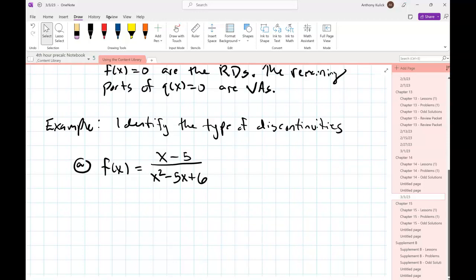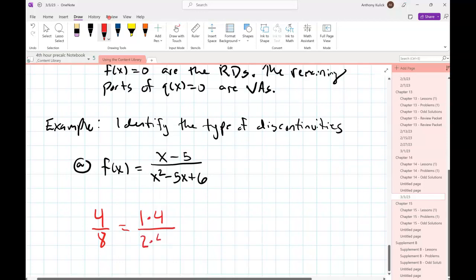So to figure out if we have removable discontinuities or vertical asymptotes, the first thing we have to do is try to reduce this. How do I reduce a fraction? Let's step back and maybe talk about something like this. How do I reduce 4 over 8? Yeah, so I can think about 4 as like 4 times 1 and 8 as like 2 times 4. And then those 4s will cancel out, right? Does that feel about right?